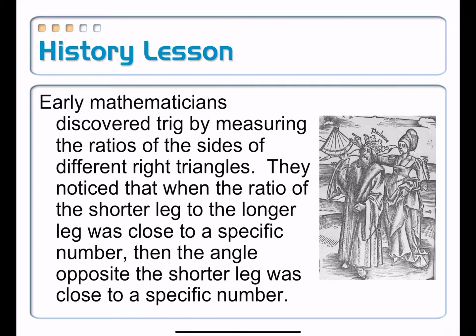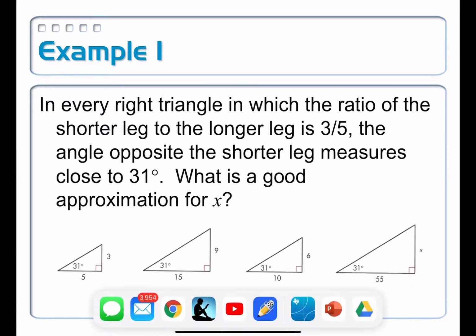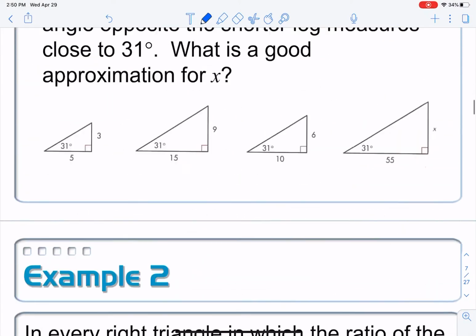You know, astronomy, or maybe it's astrology. It's one of those. So in this example, in every right triangle in which the ratio of the short leg to the long leg is 3 over 5, the angle opposite the shorter leg measures close to 31 degrees. Look at the pictures right down here. So from this, what is a good approximation for x? I'll come over here so I can actually write on the screen a little bit.